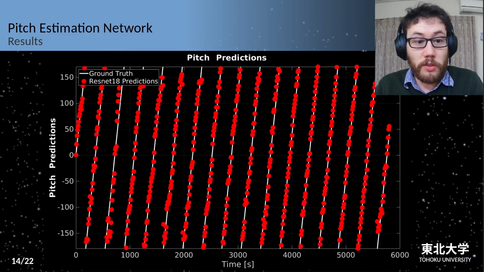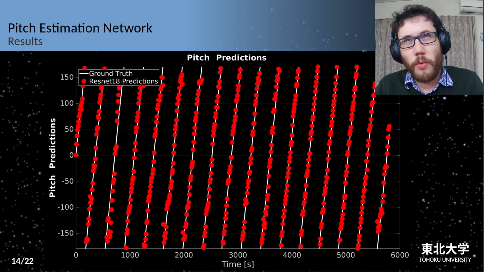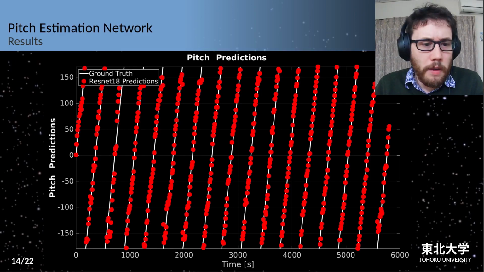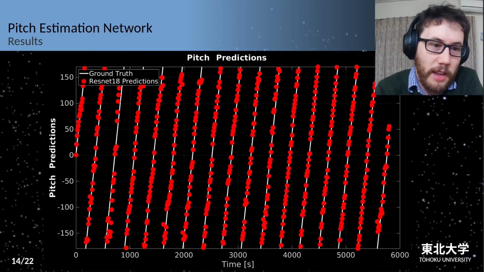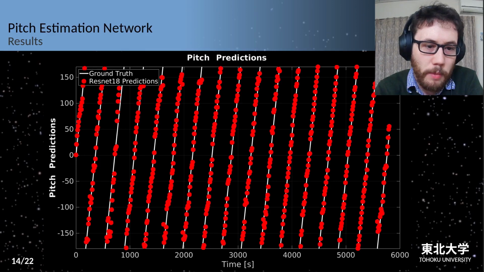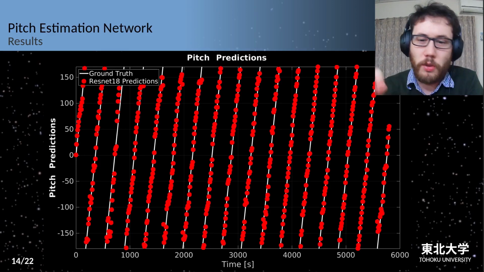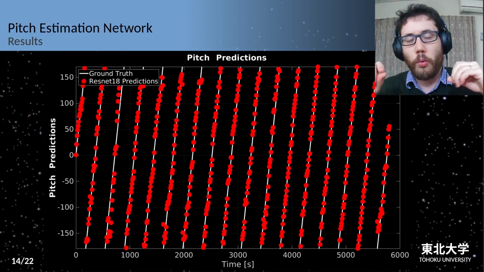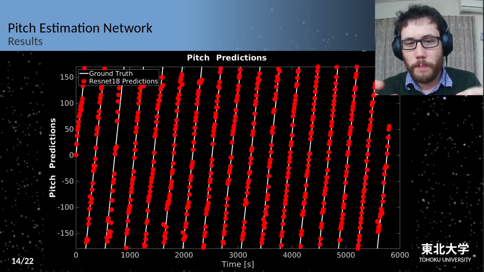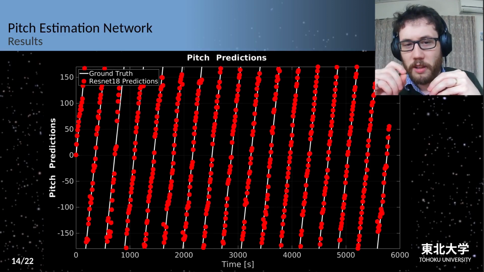So here are the results when we train on a set of, I think I had 1,500 images I generated, and then we tested on something like 500, I think. You can see the ground truth over time is this white line, and then the predictions. The predictions are relatively uniform, but there is some different spacing.